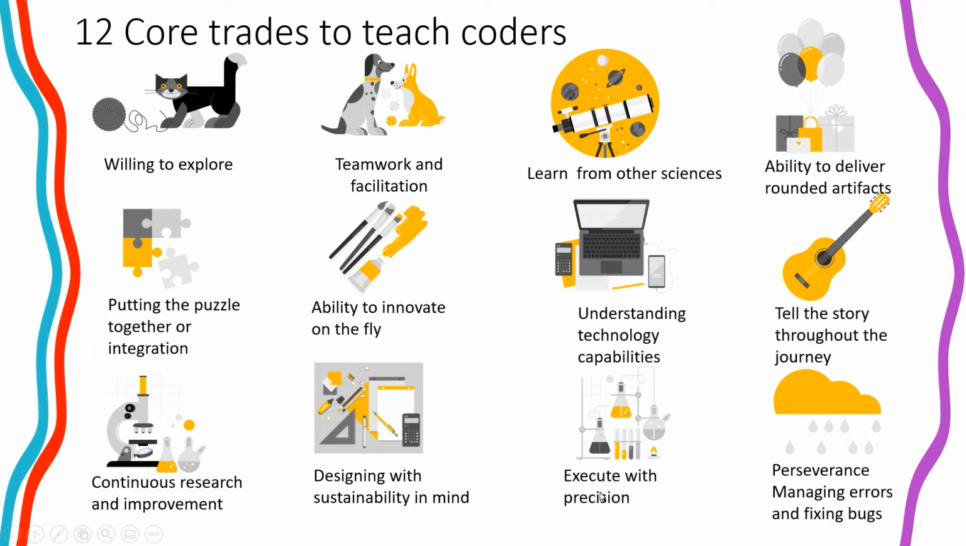I think I've mentioned that before, is execute with precision. That is, coding is like science. You need to be quite precise, otherwise you might get outcomes that are not necessarily reliable. Then key for me is perseverance. I have yet to see a program, even a little program, that works the first time. So you need to stick at it. You need to be able to troubleshoot, to fix, to try again.